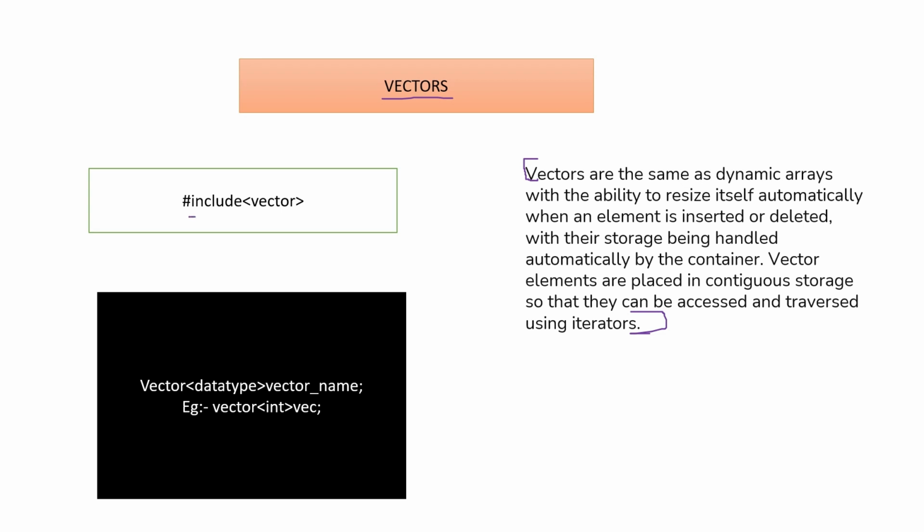To use the vector, we need to include the inbuilt library by using hashtag include vector. And how we define the vector: first we write vector, then the data type of the vector, and last the name of the vector. For example, first we write vector, then the data type, which is int, and the vector name. So that's it about the vector implementation. Let's move forward to the functions of the vector.